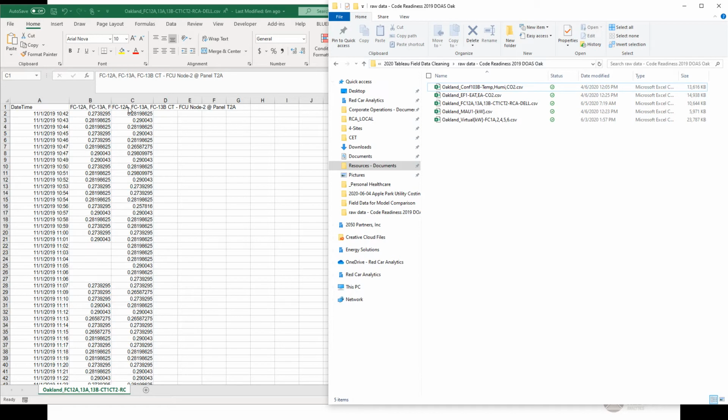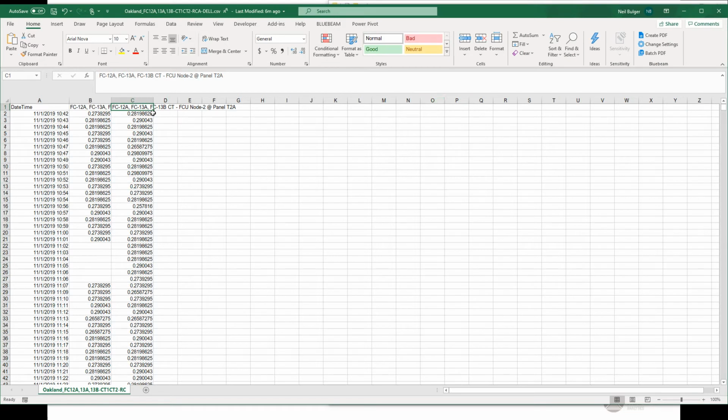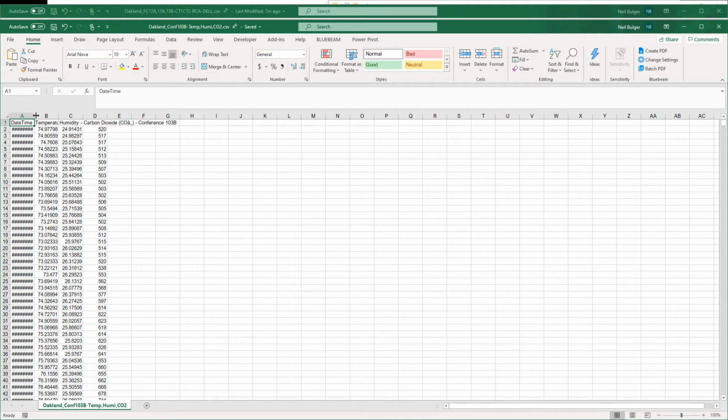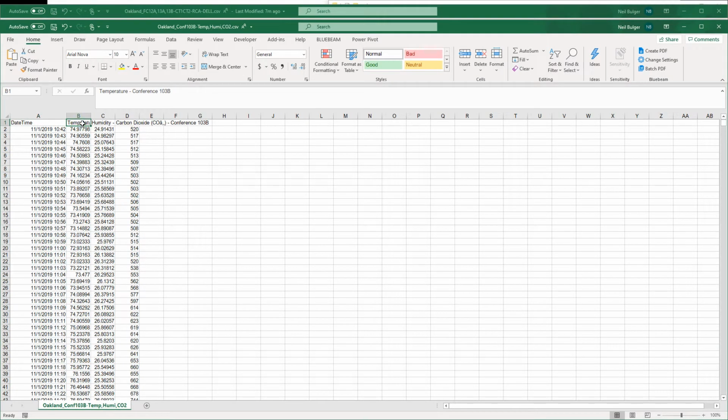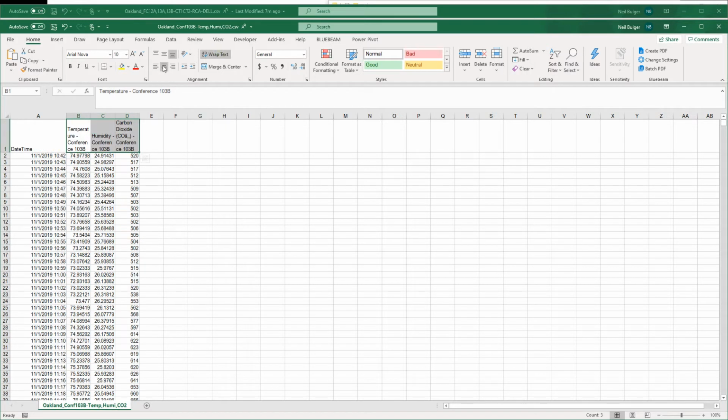So over here is a fan coil with some power. Though in the same building, just as a demonstration, I'm going to open up another set of data that we took from the same time period. So this is a conference room in the building. It has temperature and carbon dioxide.